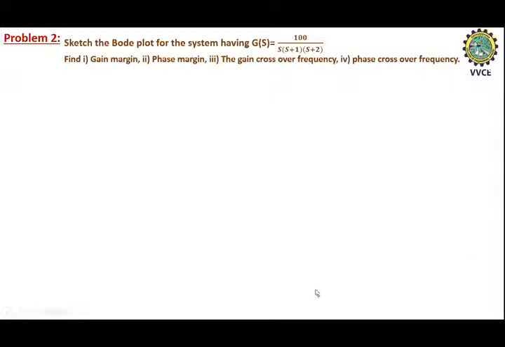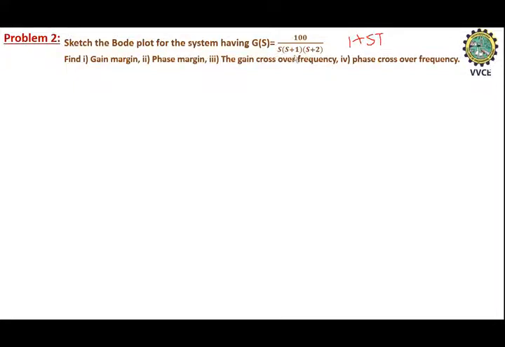First, we need to check whether the given transfer function is in the standard form or not. The standard form is nothing but the time constant form. That means all the poles and zeros must be in the form of 1 plus sT. So always the coefficient of s must be some value, that is called T.